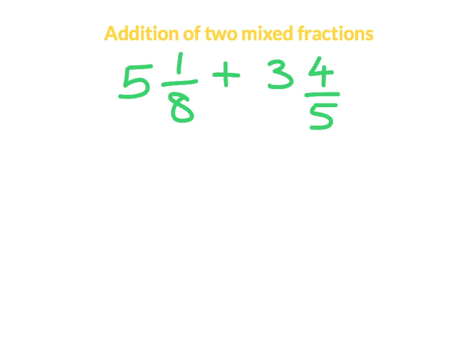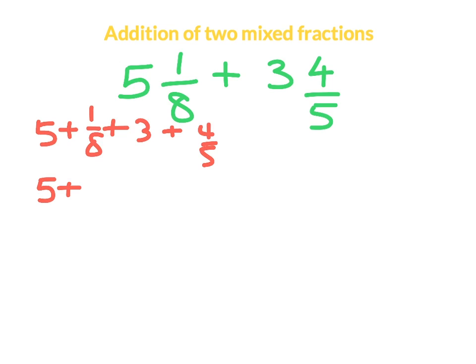What if you are adding two mixed fractions together? Does that first method still apply? Let's try it. The first method said we can write 5 1/8 as 5 plus 1 over 8, and 3 4/5 as 3 plus 4 over 5. Okay, now let's bring all the whole numbers to the same side. Together: 5 plus 3 plus 1 over 8 plus 4 over 5.